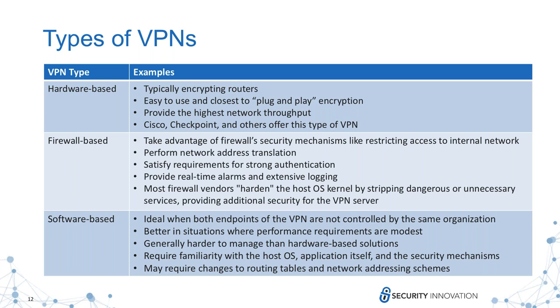Software-based VPNs, such as OpenVPN, may be ideal when both endpoints of the VPN are not controlled by the same organization, and also if performance requirements are modest. So the hardware won't match at both endpoints. Software can be widely configured to bridge the two different systems. They're generally harder to manage than hardware-based solutions, and they require familiarity with potentially several different parts: the host operating system, the application itself, and the intricacies of supporting many different options and configurations.